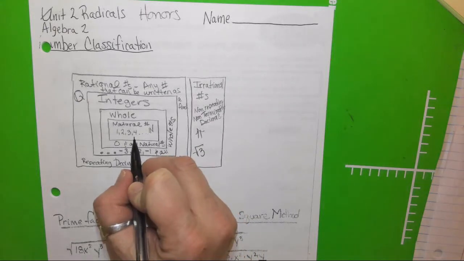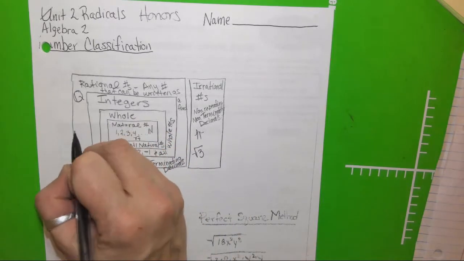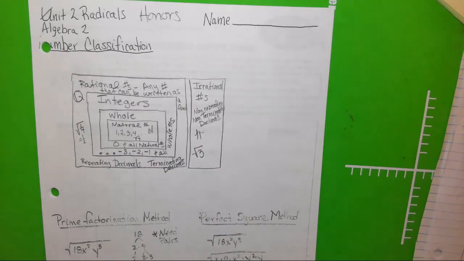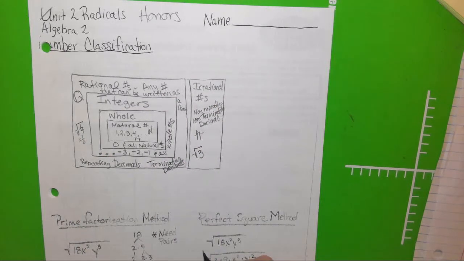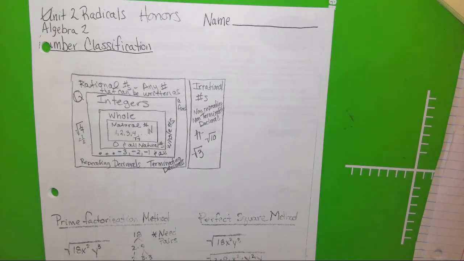Because it equals 2. So actually the square root of 4 is natural, isn't it? It's also a whole number. It's also an integer. It's also a rational number. What about the square root of 1/4? What would that equal? 1/2. So where would that fall? That would be rational. So the square root of 1/4 is equal to 1/2, so it would fall under rational numbers. What about the square root of 10? That would be irrational, because there's nothing times itself that would give me 10.